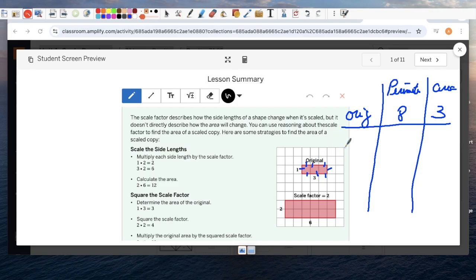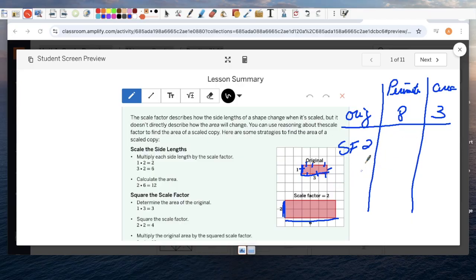Now, with a scale factor of 2, right? Let me write scale factor 2. Now notice that the height of 1 is now 2. The length of 3 is now 6, right? So we use a scale factor to find it. And how did it affect the side lengths? Well, the side lengths doubled. So that's the easy part.